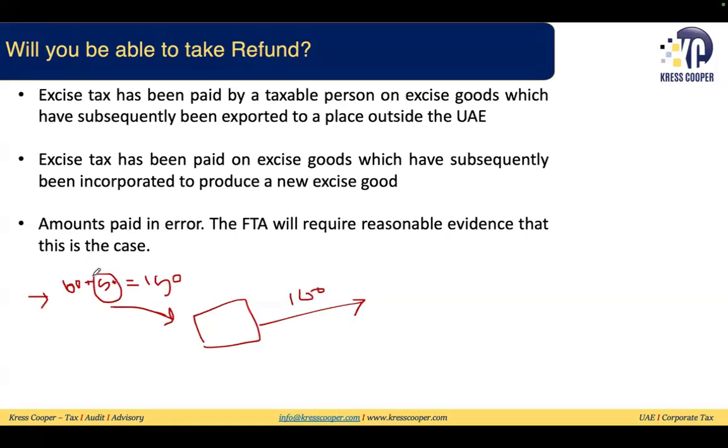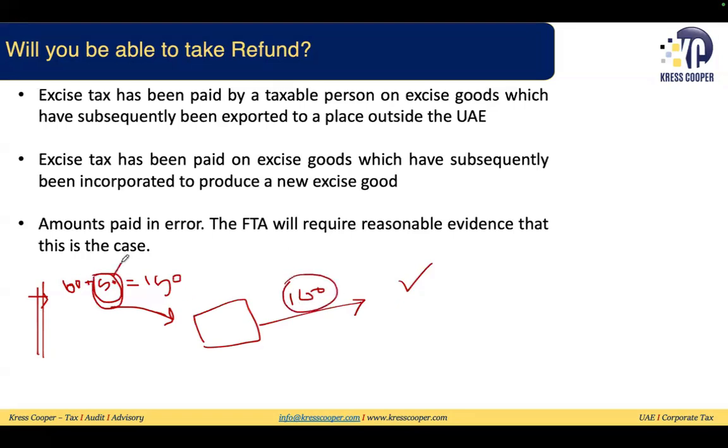Law says there are three possibilities. Even if this is a normal party that is not a manufacturer, importer, stockpiler or warehouse keeper, and they are just buying and selling, can they take the refund for the excise duty? No, because they have collected this 50 from their customer. It is part of their price.